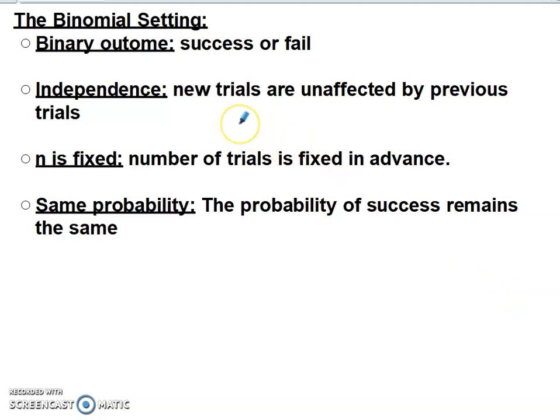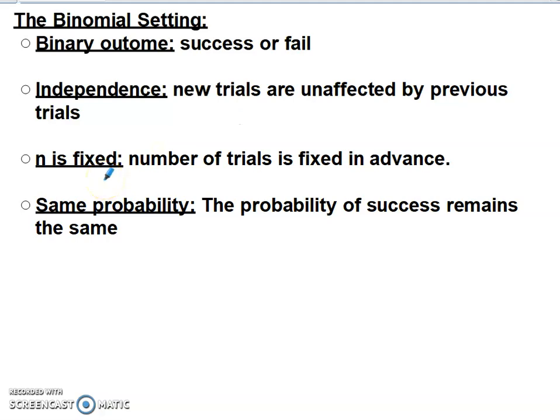You have to have independence maintained from trial to trial, so the new trials are unaffected by the previous trials. That would be the case with coin flips, or if you're guessing on multiple choice questions. As long as the questions don't depend on one another, you're going to maintain independence in that case too.